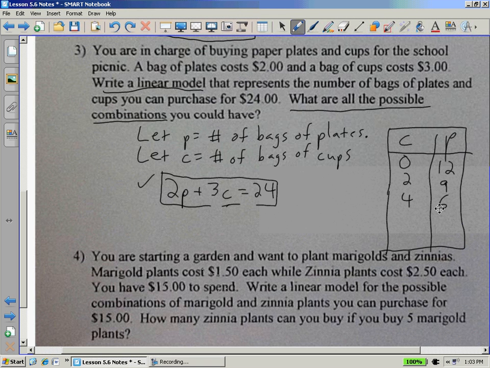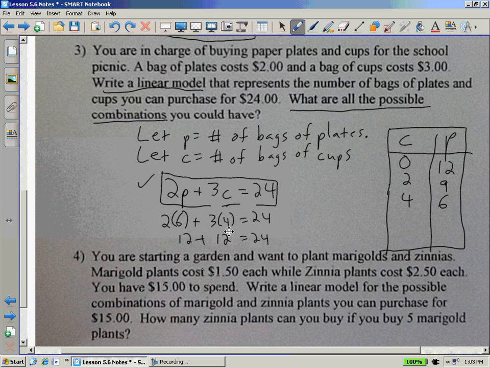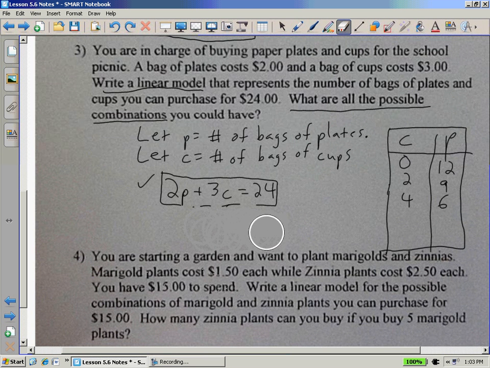Let's just double check to make sure this makes sense. Plug in 4 for C, and plug in 6 for P. 2 times 6 is 12, plus 3 times 4 is 12. Does that equal 24? Yes, it does. So this works. So my pattern that I'm establishing here will work.